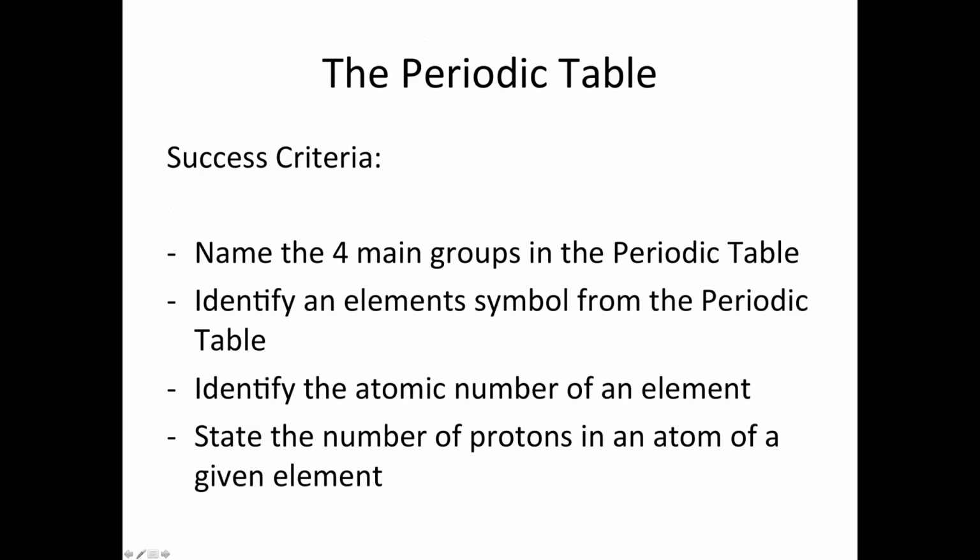By the end of this, hopefully, you are now able to name the 4 main groups in the periodic table. You can identify an element symbol by looking it up in the periodic table. You can also then identify what an element's atomic number is. And you can, from the atomic number, tell me how many protons are in the atom of an element. Okay. On the next slide, I'm going to put the answers to the table that was just shown to you before, so you can check all of your answers.